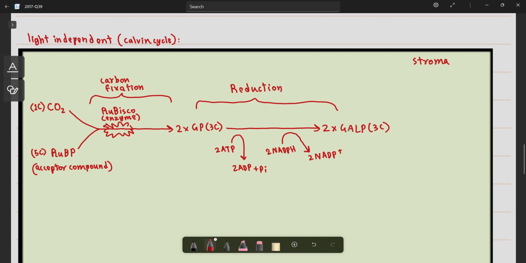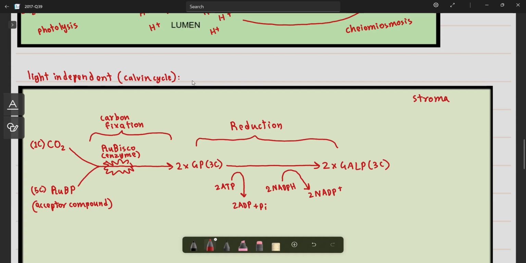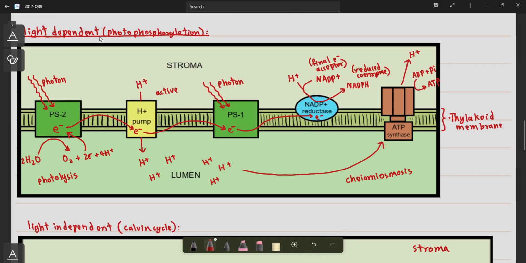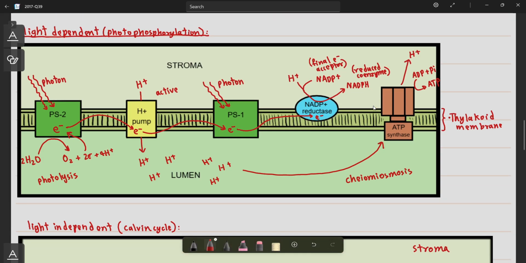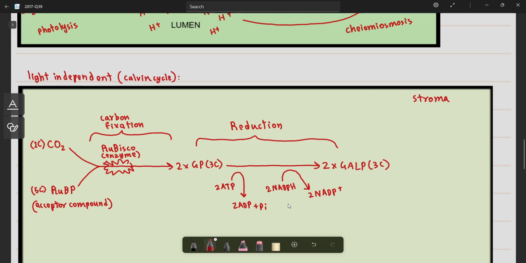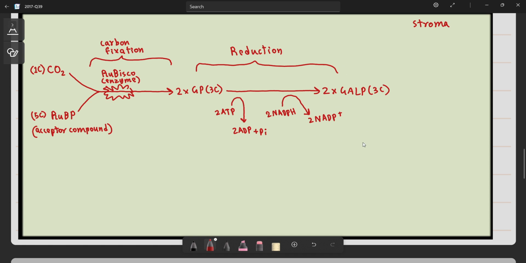Okay, so now this is the reduction stage. This is where you have to analyze why the light independent reaction, the Calvin cycle, is interconnected with the light dependent reaction, the photophosphorylation. As I've mentioned, the main products from photophosphorylation are NADPH and ATP. These two high energy molecules are used in this reaction. The two molecules of GP are converted into two molecules of GALP, so ATP and NADPH are used in this stage. That's why they're highly interconnected with each other.